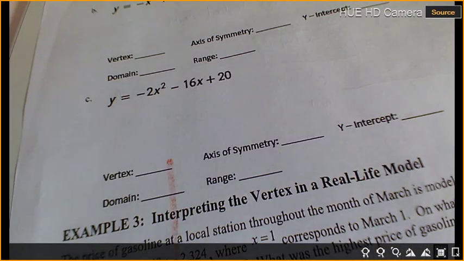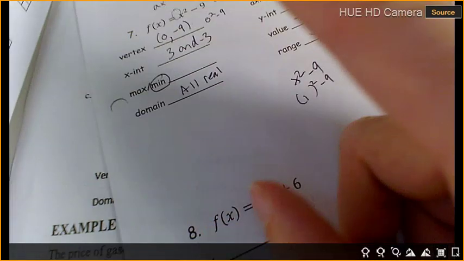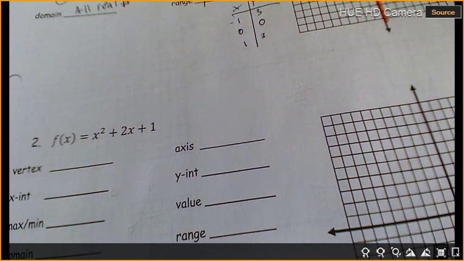Okay, so you've got 2, 3, 4, 5, 6, and 8. 6 is just like 8. 8 is just like 7. 6, 5, 4, 3, and 2 are just like what we did in the notes. So there were 8, and now there's only 6 problems you have to do. Okay? All right. So do that for homework.